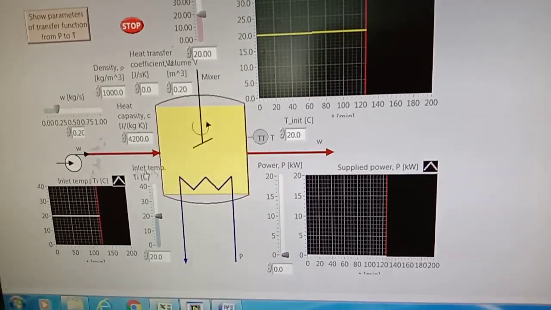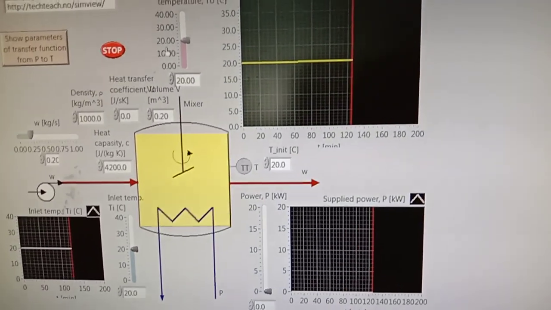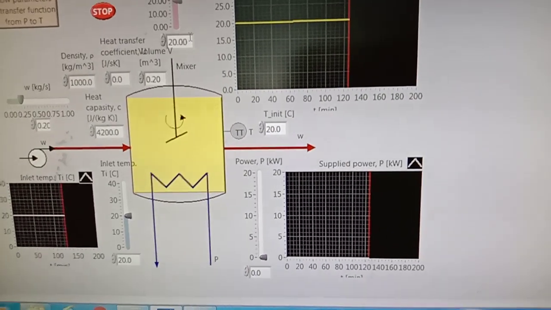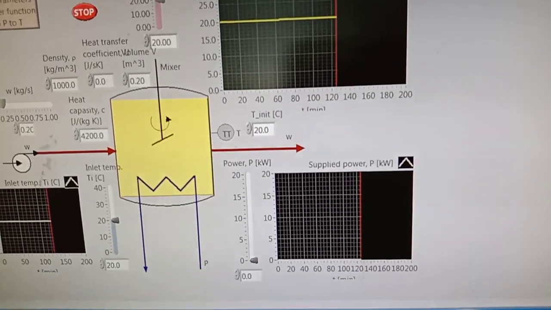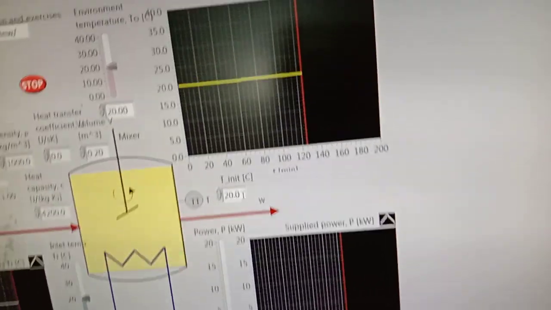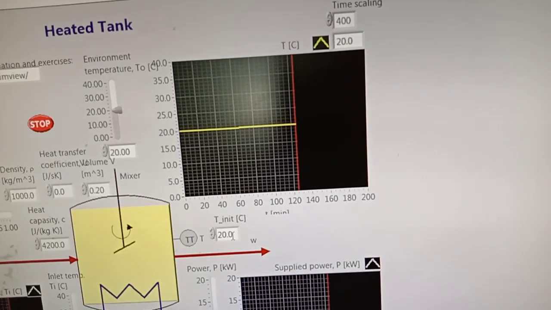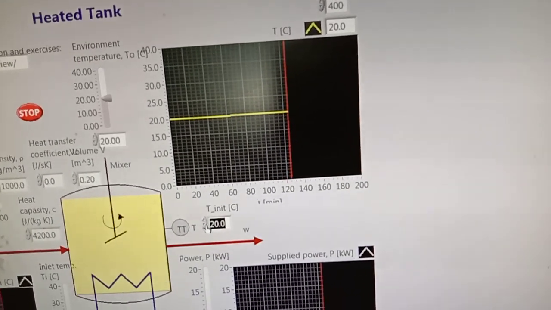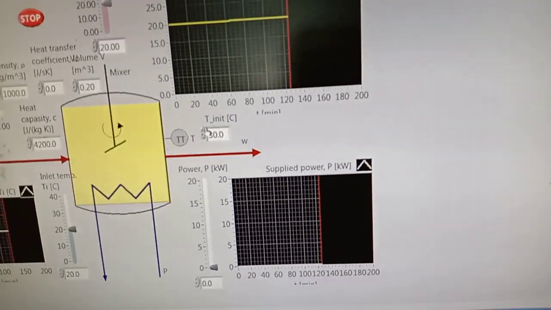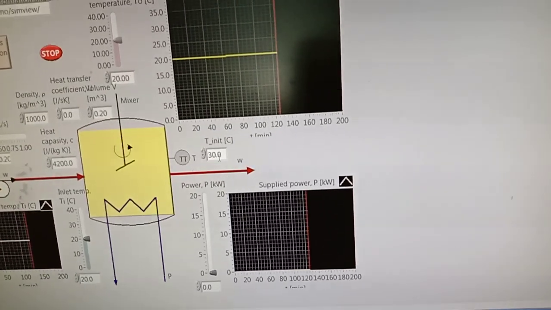So here the inlet temperature is 20 degrees Celsius, and the environment temperature will also be the same as the inlet temperature, 20 degrees Celsius. Next is the required temperature. Again it is the default value of 20 degrees Celsius, but we will take it as 30 degrees Celsius. So now our required value is set to 30 degrees Celsius.